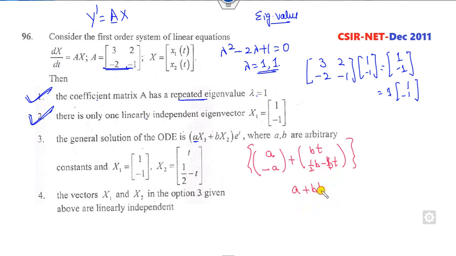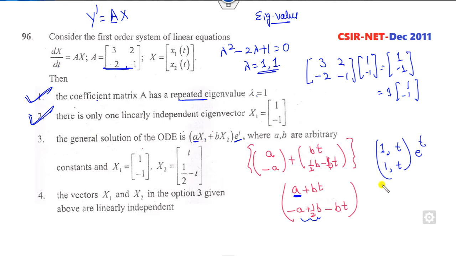A plus bt minus A half B minus of, so what is the meaning of that? This is the constant, so that is a 1, bases are 1 and t. This is the constant, bases are 1 and t, multiplied by e raised to power t of this. What are the bases? t, e raised to power t. So bases are my here, which is the same of this. This is also the right answer.